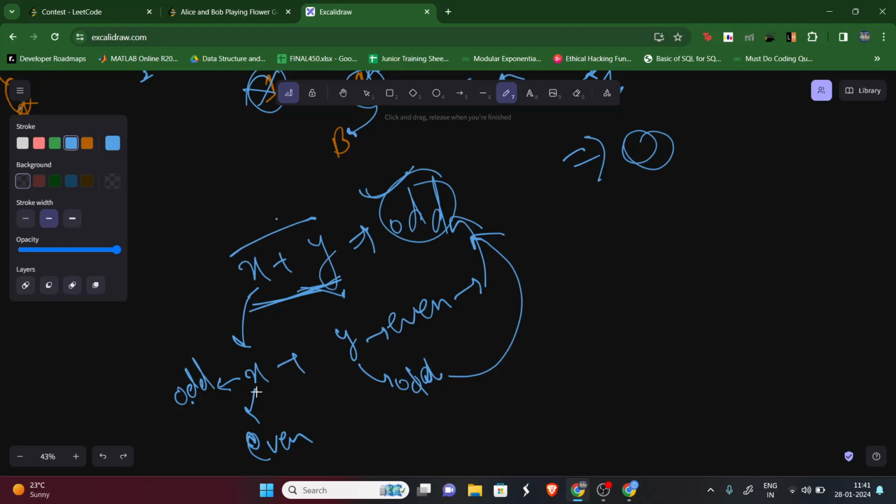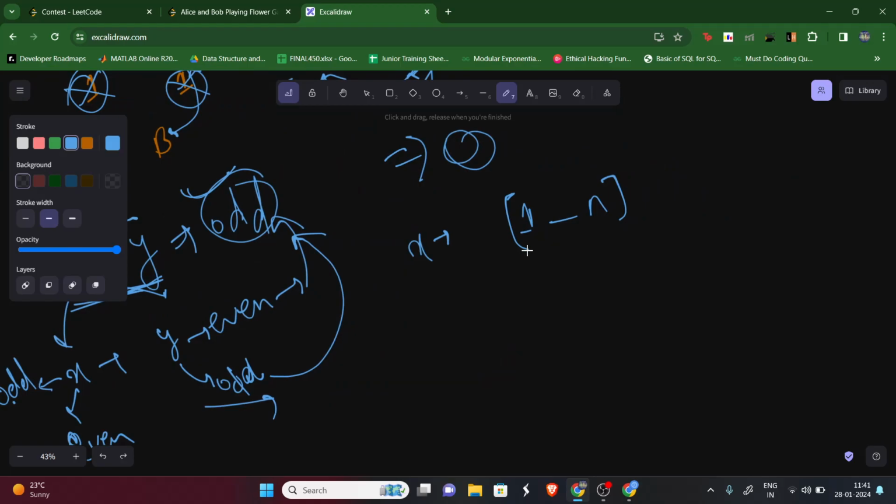At max, exactly one of them should be odd. So we know that we can pick x from somewhere between 1 to n. So how many odd numbers are there between 1 to n? That will be nothing but (n plus 1) by 2. Let's see this by example.